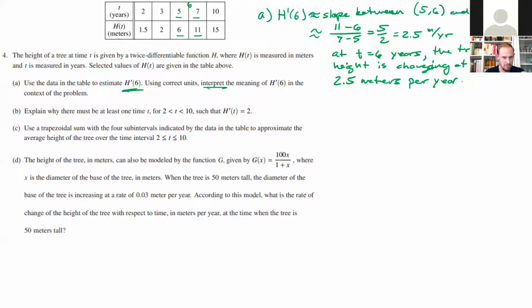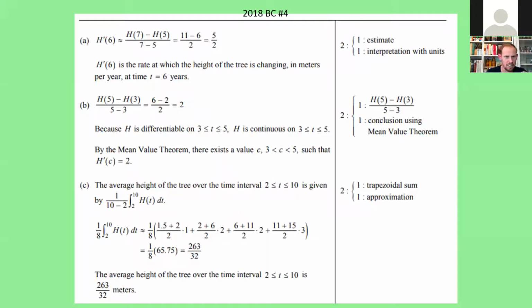The height is changing because that is the h prime. It's the rate of change in height. You could also say the rate of change of height at year 6 is approximately 2.5 meters per year. You could also write it in the fraction. You could say 5 meters every 2 years or something like that. H prime is the rate at which, okay, so they just said what h prime meant. They didn't even say that's the 5 halves per year, but we've got it. So we've got the estimate of 5 halves, and we've got the interpretation with units in meters per year. There it is right there.